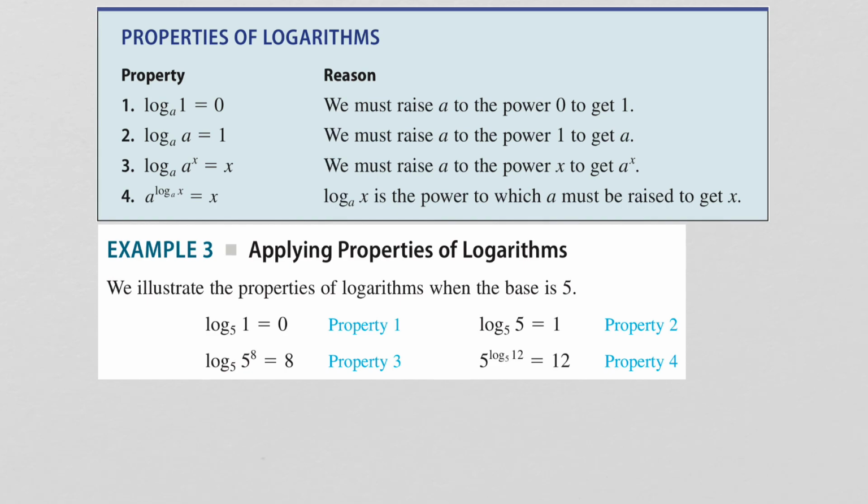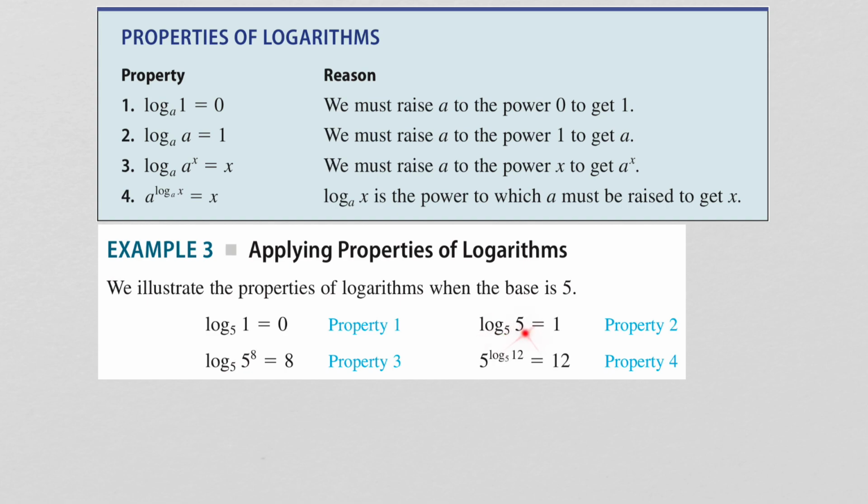So for example, suppose we have log base 5 of 1. We know this must be 0 because the first property says log of any base of 1 is always equal to 0. Log base 5 of 5 to the 8 power must be 8 because of property 3 down here. As long as these numbers here agree, so you see the 5 here and the 5 here, this is going to cancel out and give us 8.